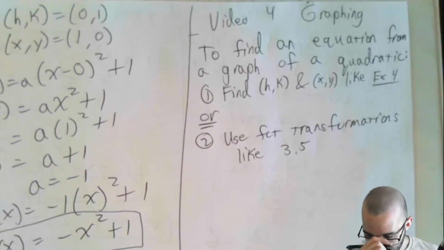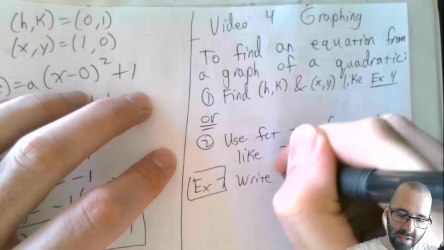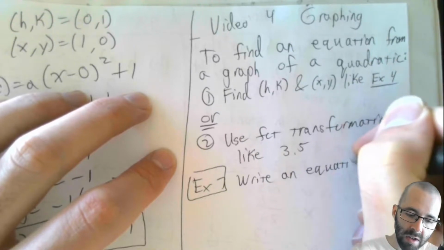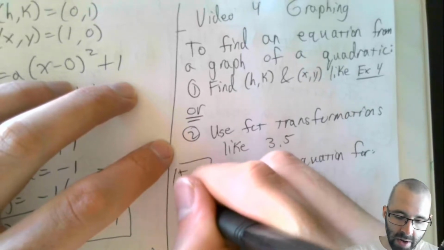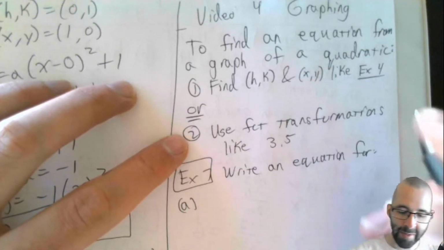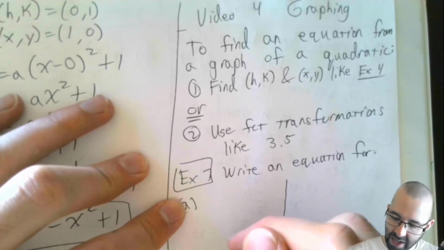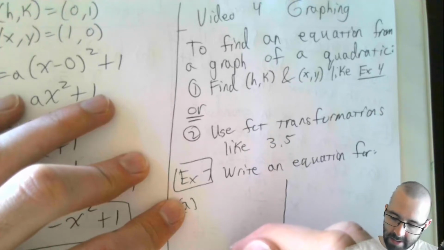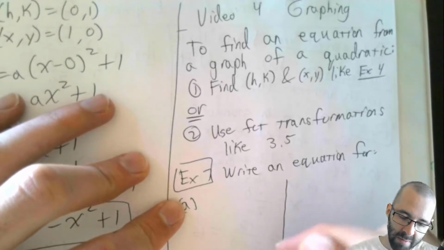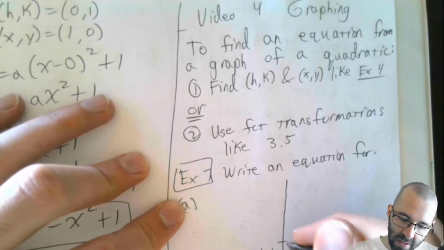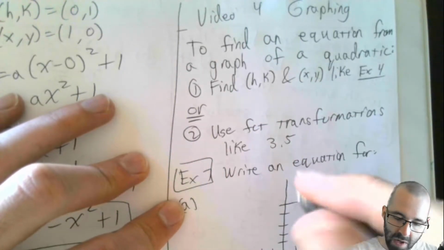So let's look at some things. Example 7. Write an equation for the following. Part A is going to be the graph of, and this is going to be really hard to show exact points, because I am going to be graphing these by hand. Let's start by going 5. Might have to make it bigger. And it starts at 2, 1.